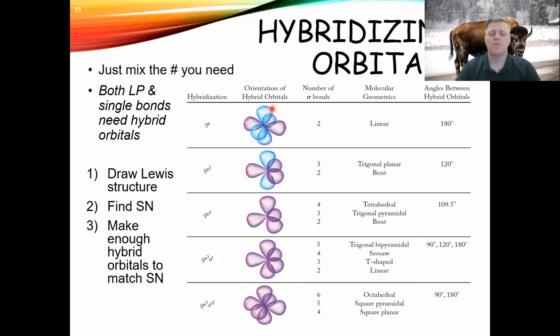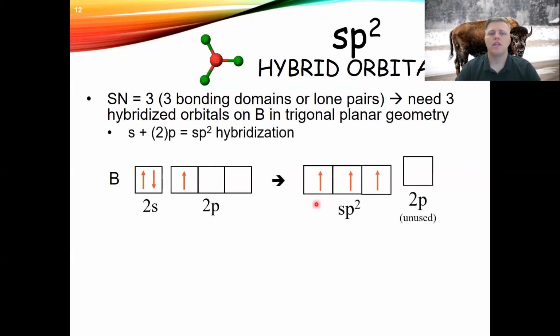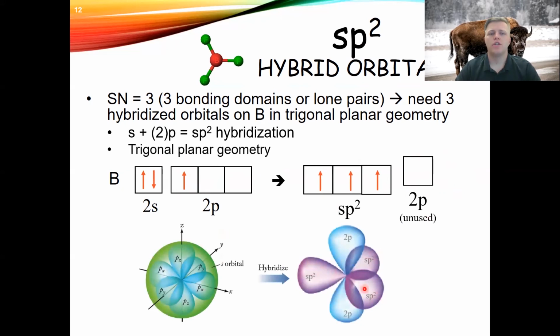We've already looked at the sp hybridization, but let's back up and look now at the sp2 hybridization. An example of where this happens is in boron trifluoride. The central boron has 3 single bonds, or it has a steric number of 3, and it's got no lone pairs. So we're going to need to make 3 hybrid orbitals. We're going to take the s and two p orbitals and combine those to get these sp2 orbitals, and we'll have 1 leftover p orbital that's slightly higher in energy. So this will give us our trigonal planar geometry here.